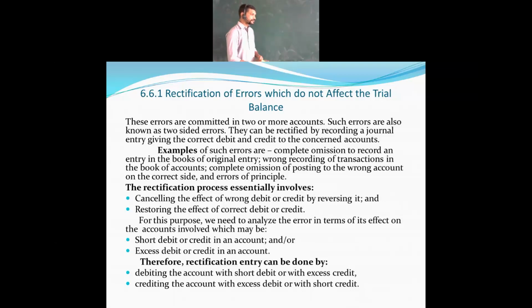Let's move further. Here are examples of such errors. See, complete omission to record an entry in the books of original entry. Complete omission means totally skipping one of the accounts you are going to affect. Then wrong recording of a transaction in the books of accounts. Complete omission means you are totally skipping one of the transactions.